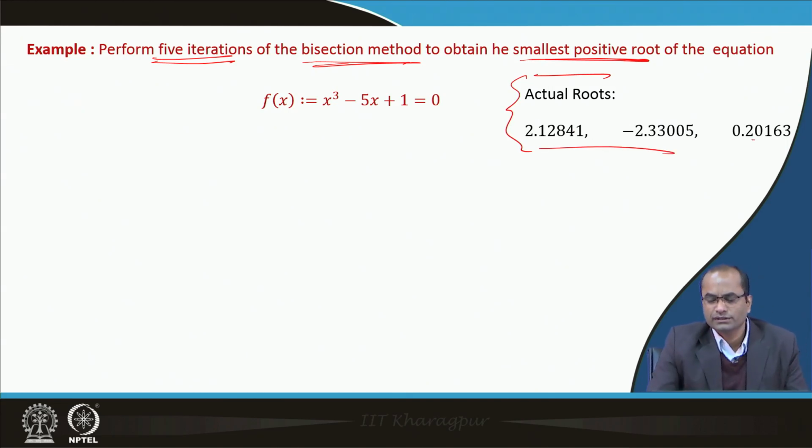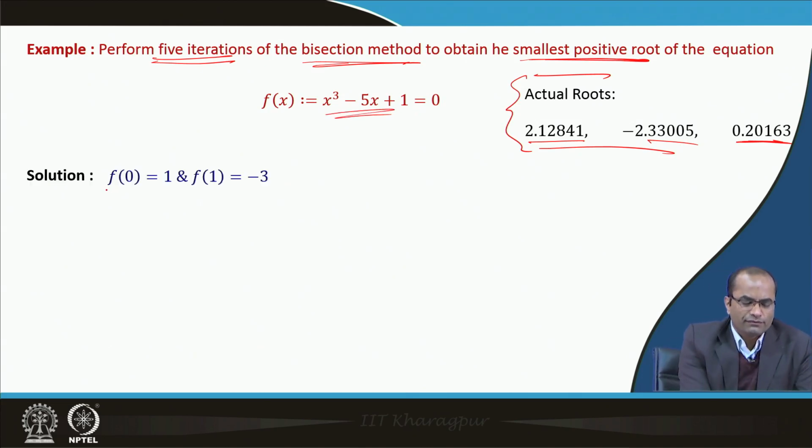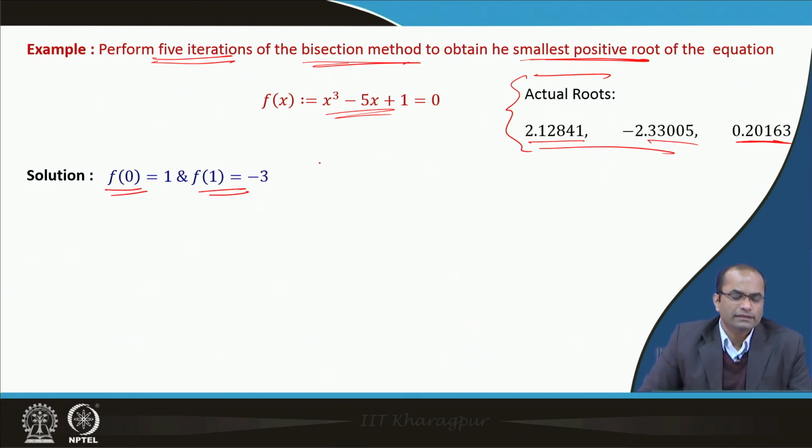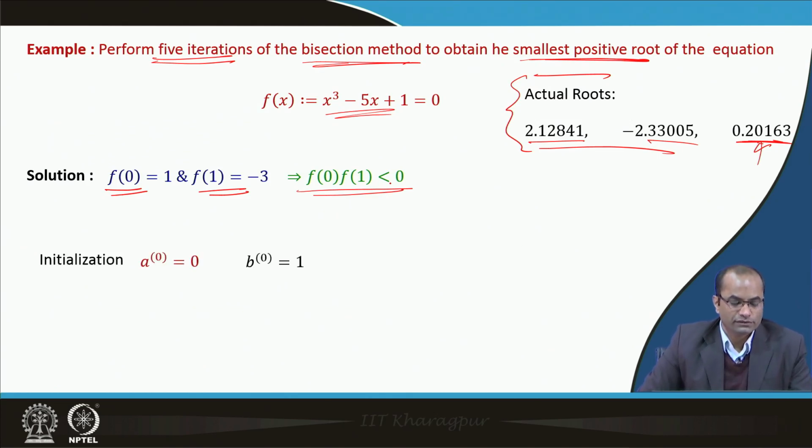In this case we can actually find the roots. There are 3 roots here: the smallest is 0.201, close to 0, and the other 2 are 2 and minus 2. If we look at this equation, we have f(0) as 1 and f(1) as minus 3. So there is a root between 0 and 1, and certainly that is going to be the smallest root we have. So, f(0) times f(1) is less than 0, so there is a root in the interval 0 to 1.